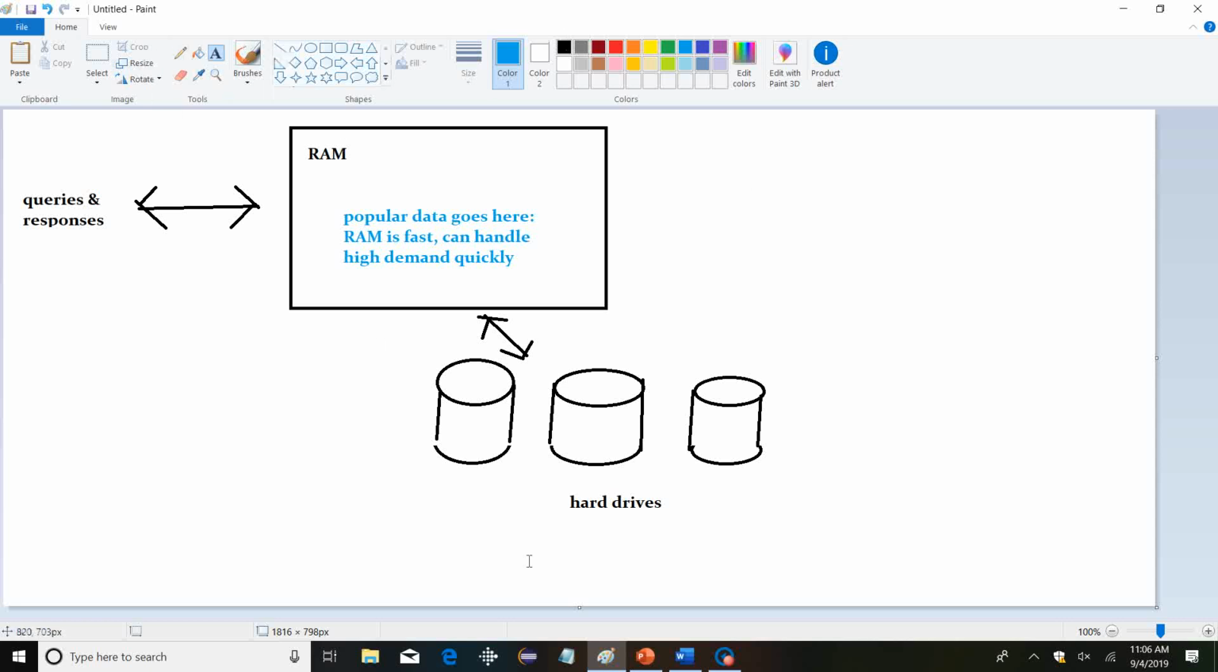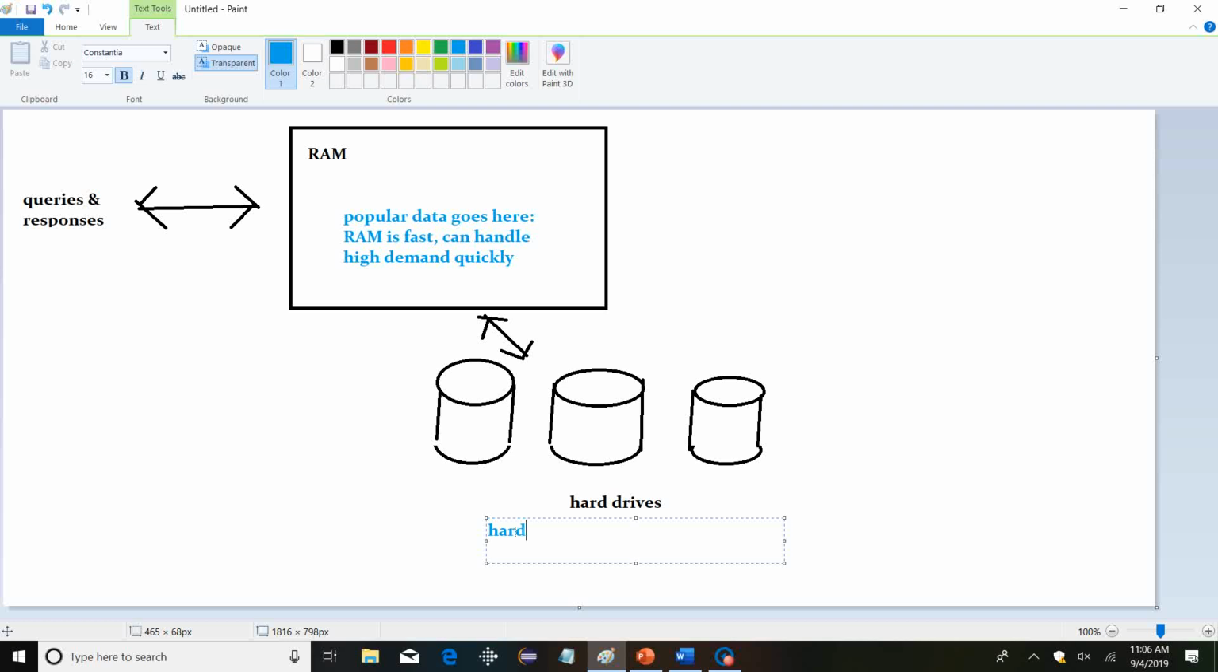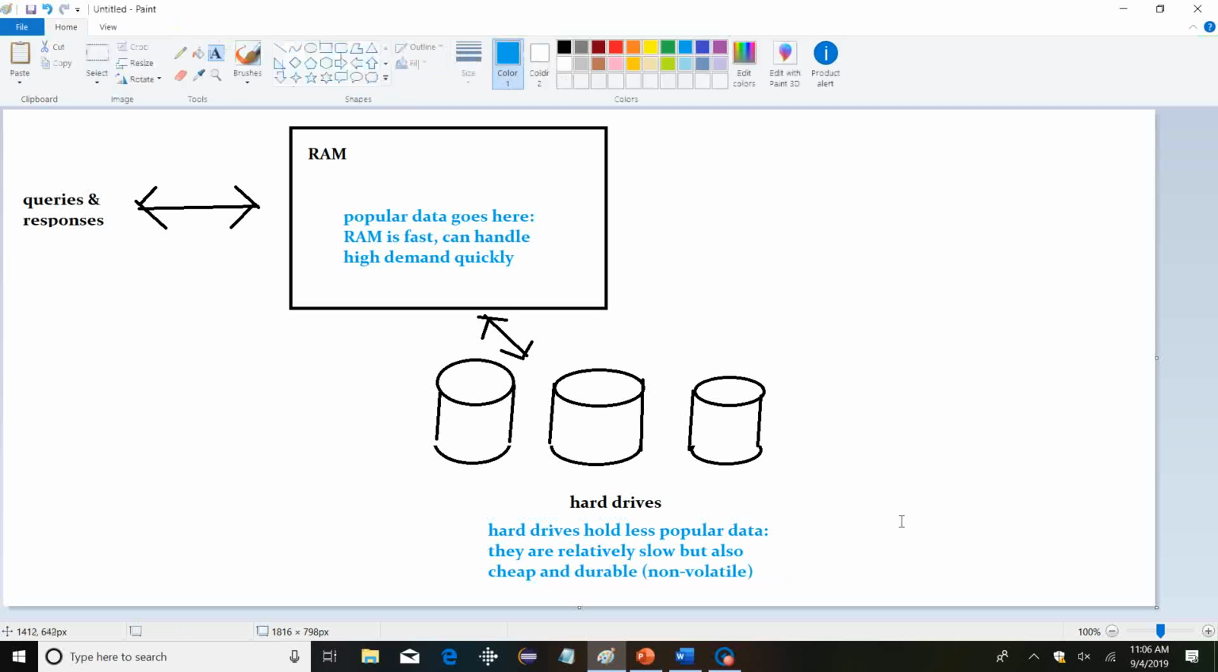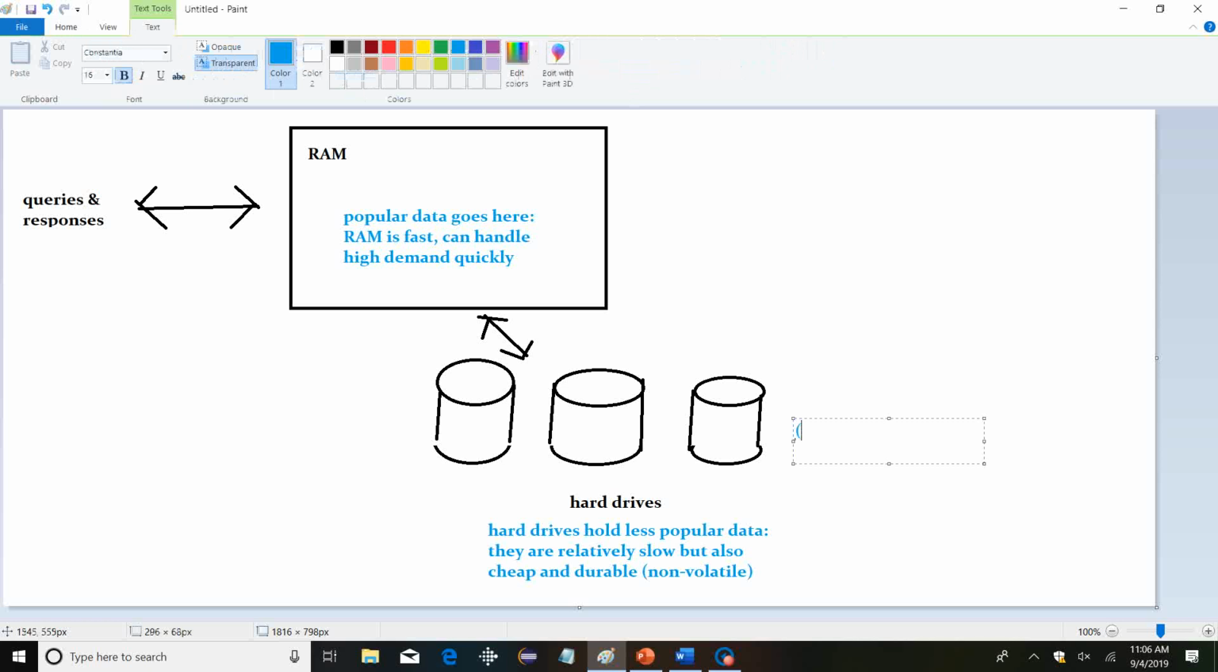But we keep the hard drives down here. Hard drives hold less popular data. They are relatively slow, but also cheap and durable. Non-volatile is specifically what we're looking for here. So all of the data that's very popular, that people are looking at a lot right now, you keep in RAM, but you also keep a backup, plus backups of whatever's stored in RAM, on the hard drives, right?